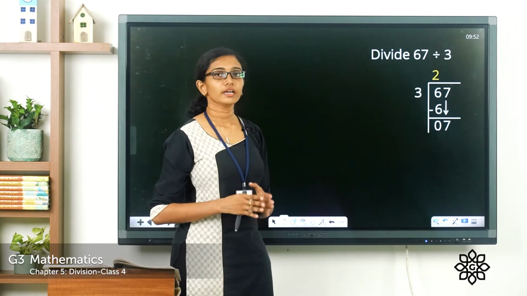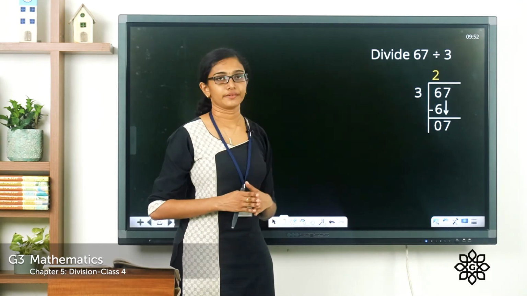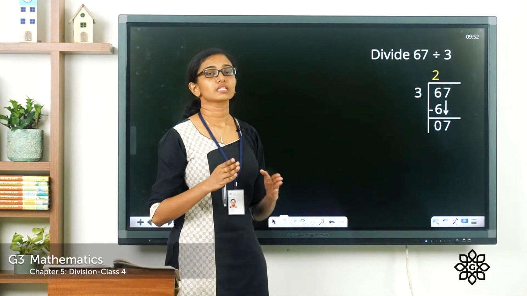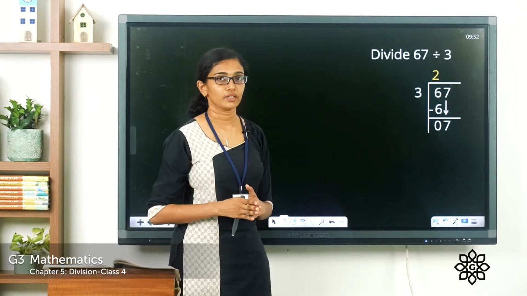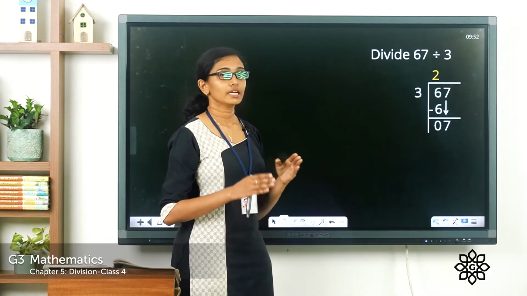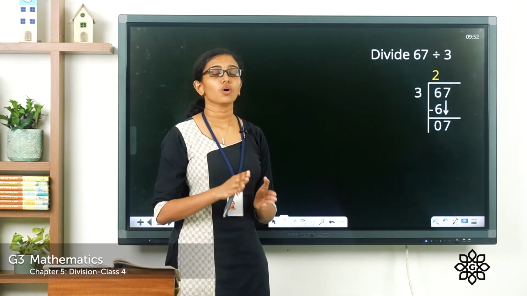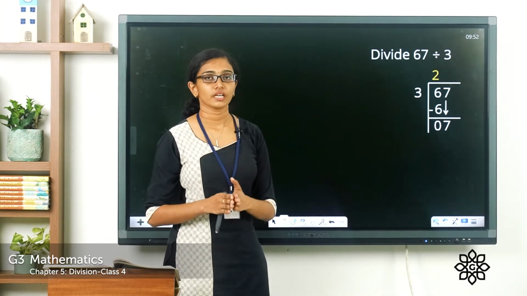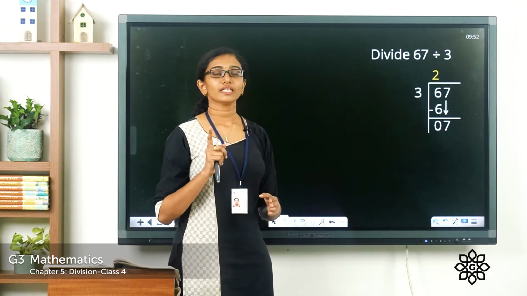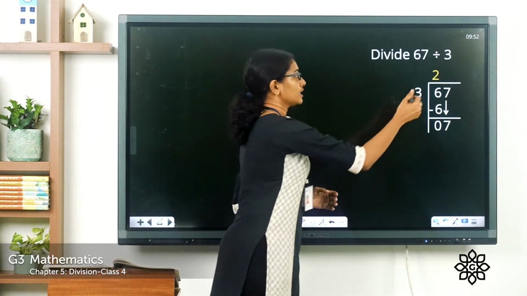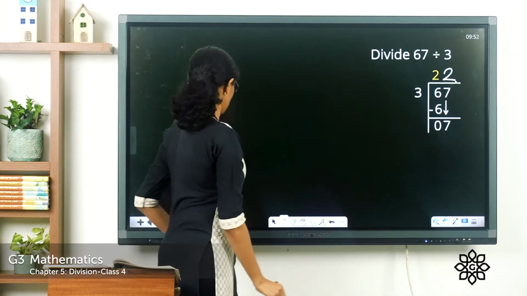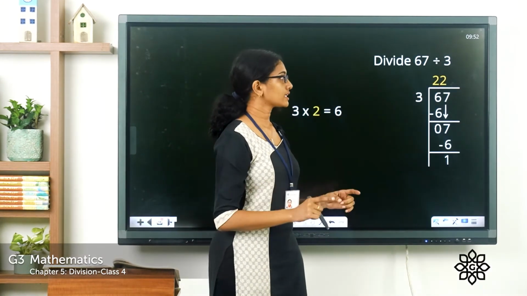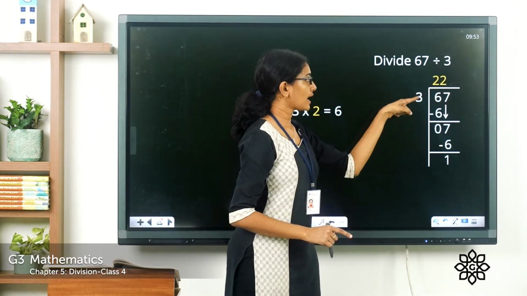So what do we do then? We recite the table of 3 again. So it is 3 ones are 3, 3 twos are 6, but 3 threes are 9, which is more than 7. So we recite the table of 3 till we reach 7 or just less than 7. So we got 3 twos are 6, which is just less than 7. So let's take that 2 and write it here. So we have written that 2 here. The next step is to multiply this 2 and this 3.